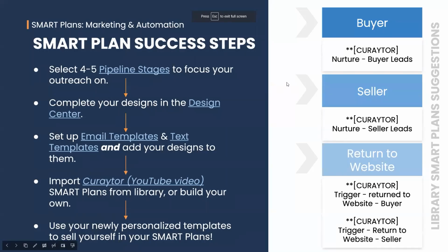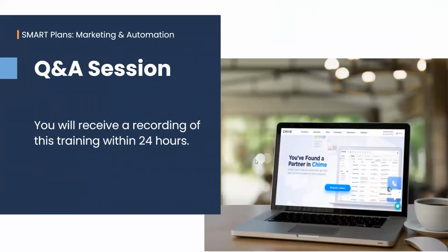For next steps, choose some of those pipeline stages, new pipelines, your nurturing pipeline, get some plans going for your triggering behaviors. Use some designs in your templates if you want. Start with the Curator plans, look at the Chime starter plans, personalize them and make them your own.